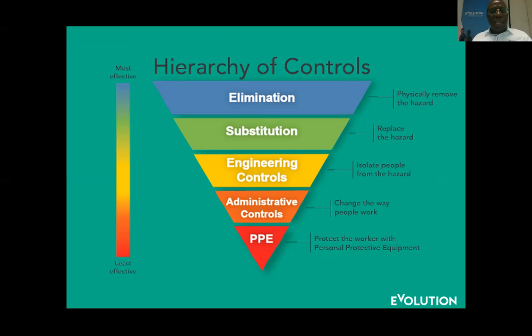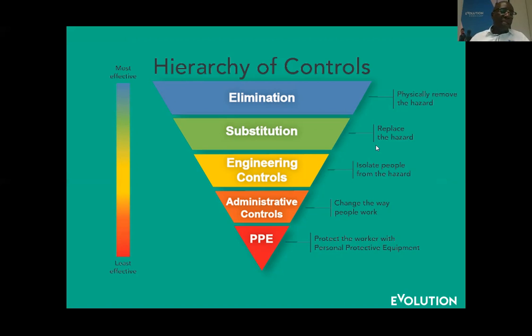And when you identify the hazards, another way of controlling is you might isolate people from the hazard. These are called engineering controls. You isolate people from the hazard. That means you put them to work in a place which is less hazardous, a place where that hazard does not exist.